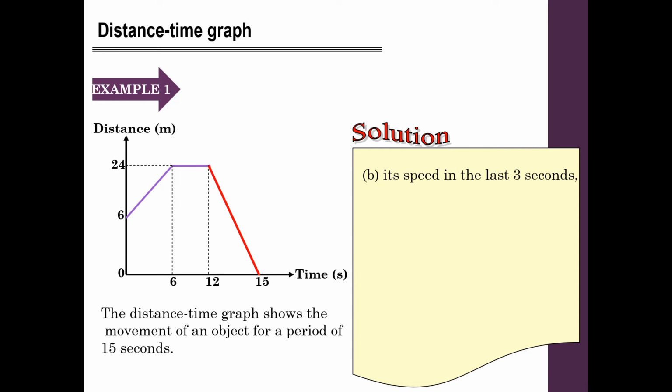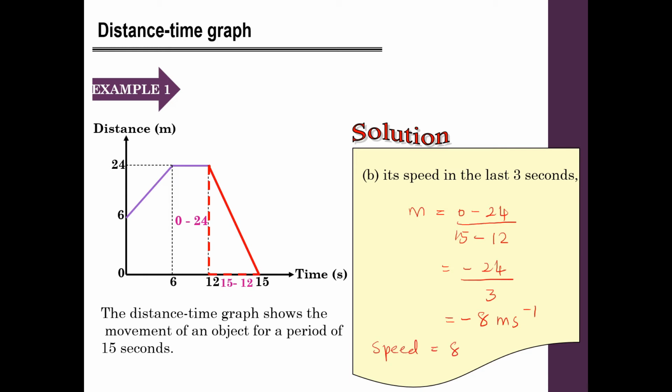Based on this example, the gradient is equal to 0 minus 24 over 15 minus 12, in which we have negative 24 over 3. And so we have the answer negative 8, negative 8 meter per second. But don't leave your answer like this, because speed cannot be negative. So you have to write back that speed is equal to 8 meter per second. Always remember, negative indicates that the particle or the object is moving backward.